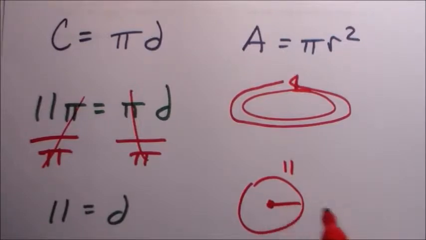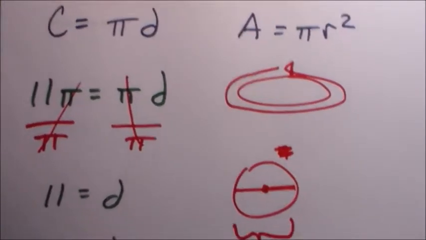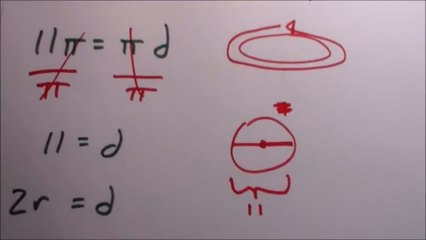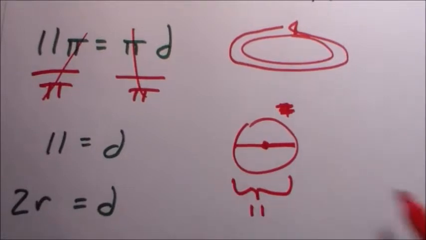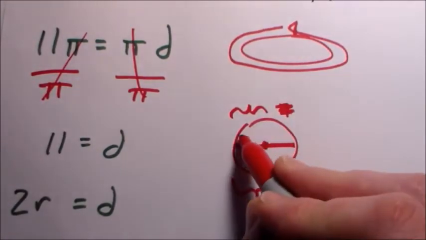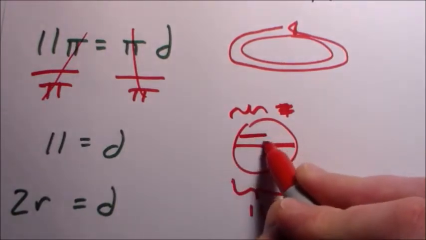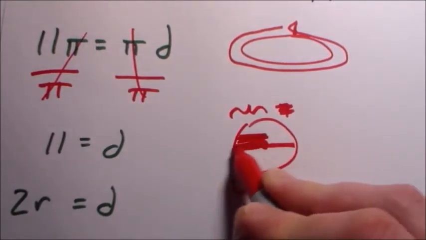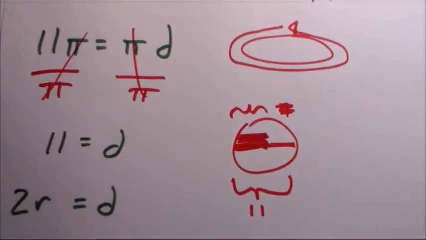Ooh, see my mistake? That's just the radius. We need the whole diameter to be 11. Don't make that mistake. The whole diameter is going to be 11. So if the whole diameter is 11, what is the radius going to be? What is the distance from the center of the circle outward? What is this distance if the whole diameter is 11?